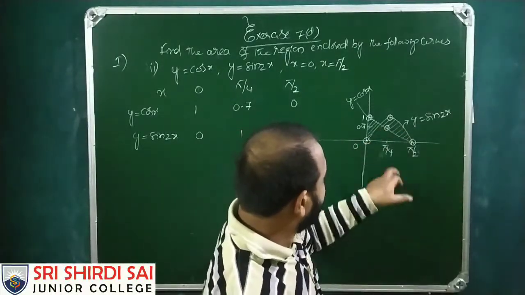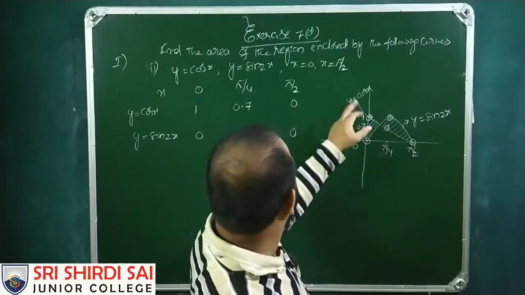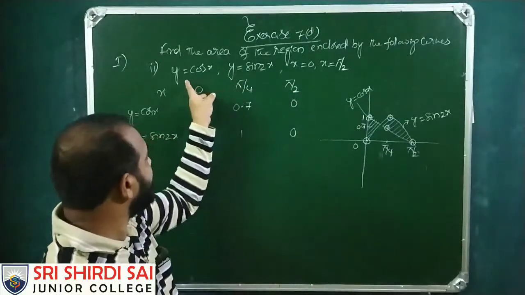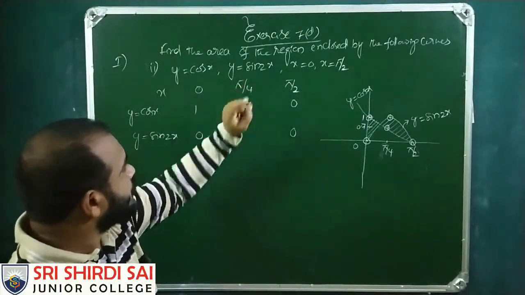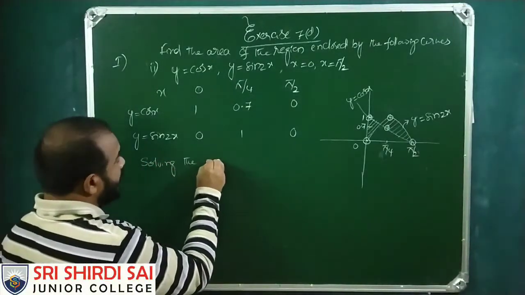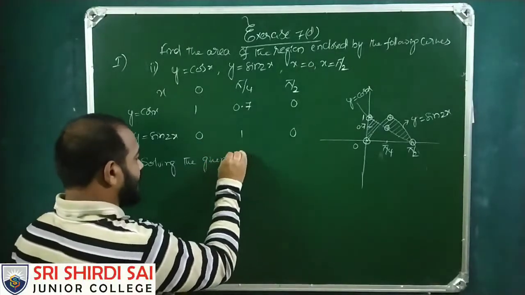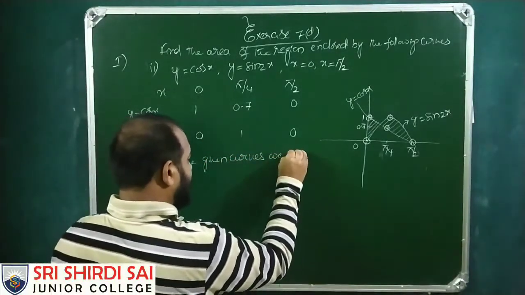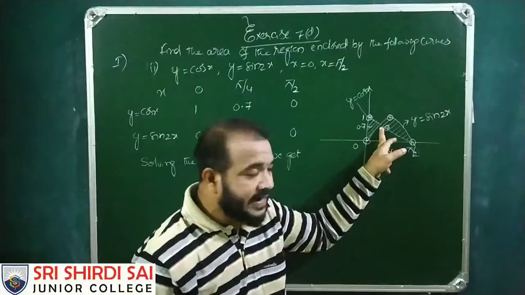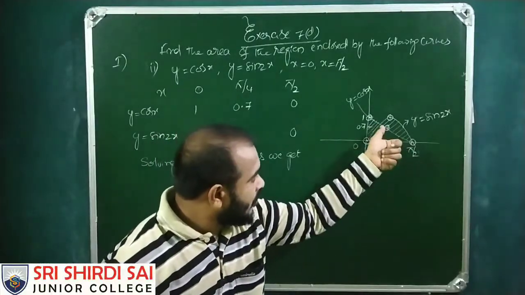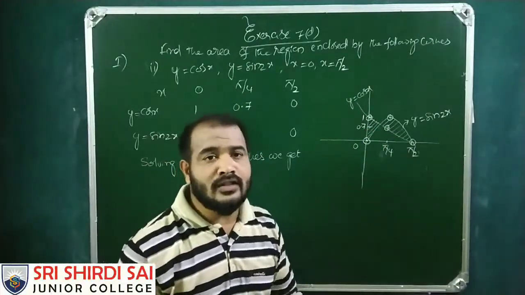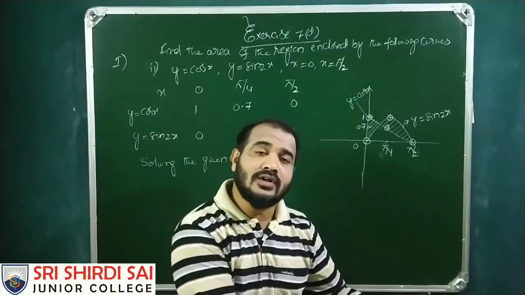So both are intersecting at this point. If we want to know this point of intersection, then simply we need to solve these two. Since both are y equals to, therefore solving the given curves, we get, because after drawing this diagram, we found these two curves are meeting at this point. So this is the point of intersection. To obtain the point of intersection, we need to solve the two curves.